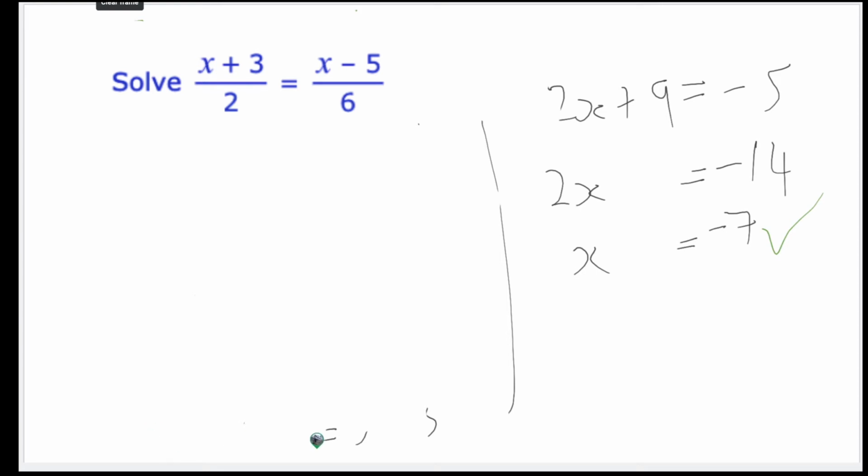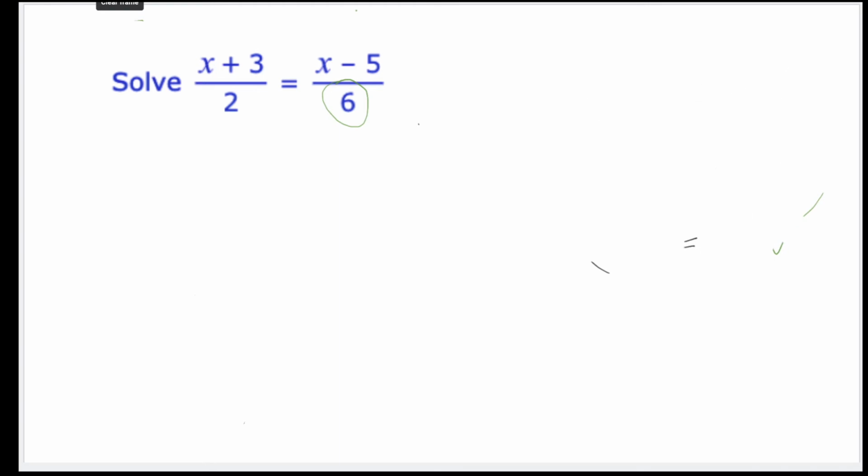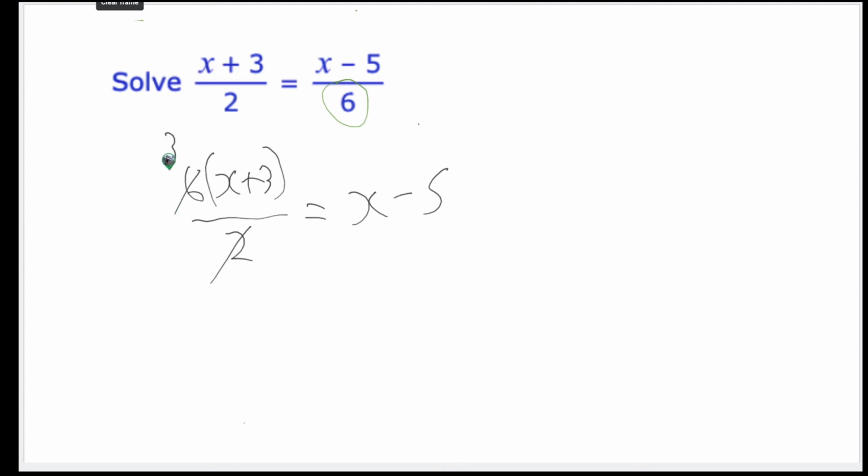So I'm going to get rid of this divide by 6 first, by timesing by 6. So I get 6. The reason the brackets are there is because it's multiplied by everything on the top over 2. It's disappeared from the right hand side, so I don't have to deal with that. And you've got one fraction. And 6 divided by 2, well, that simplifies to 3. So I've got 3 times x plus 3 is equal to x minus 5. 3 times x is 3x. 3 times 3 is 9.